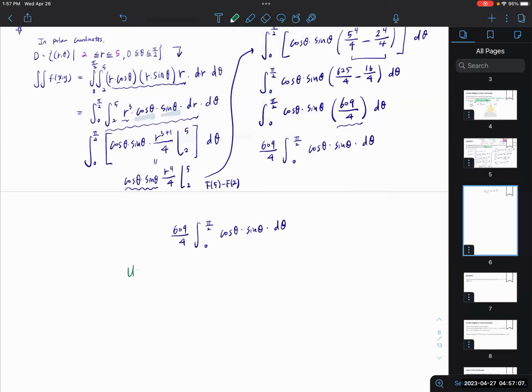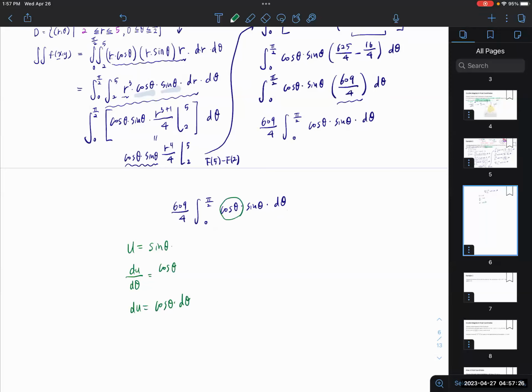So here, use substitution. I'm going to say u equals sine theta. So du over d theta: if you take the derivative of sine, it's going to be cosine. So cosine theta. So du is cosine theta d theta. So we got it, cosine theta times d theta, this is du. And then sine theta was a u.